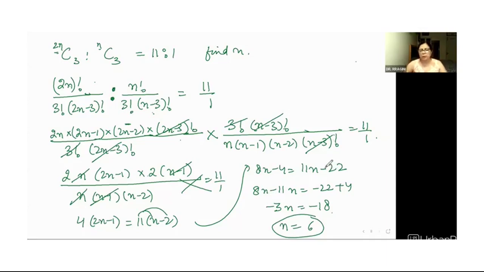This is the way we deal with factorials. You just need to remember the formula for PnR and CnR. And then when you are dealing with factorials, just open the larger factorial till the point where you meet some smaller factorial and you can reduce it. This was a question, and let me do one practical question.